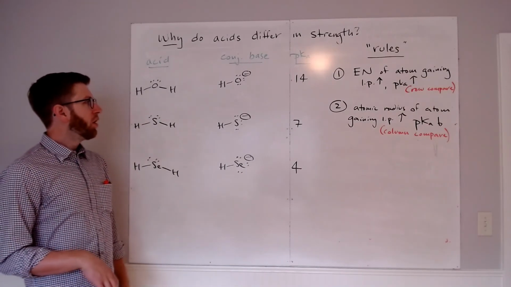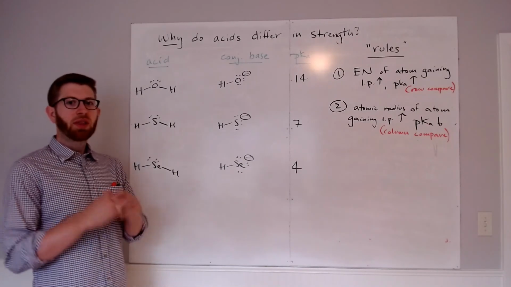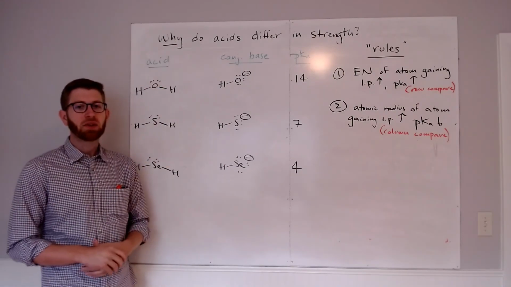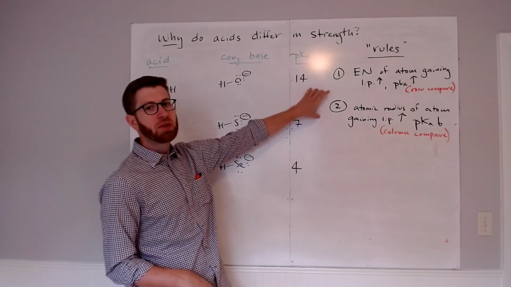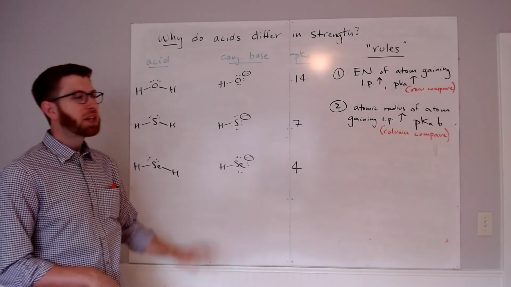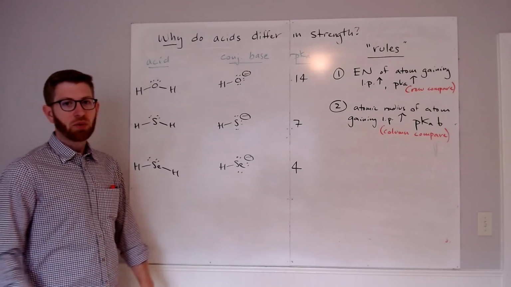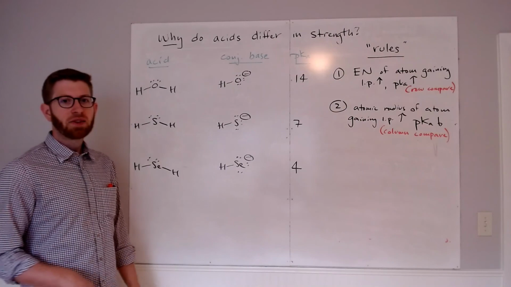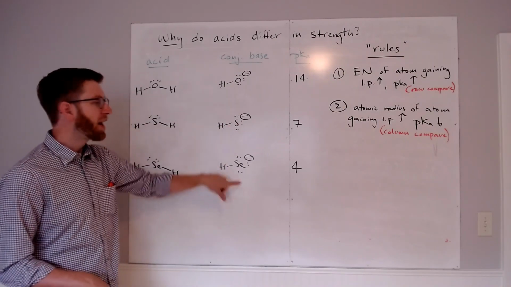Okay, so that concludes this video. We're going to keep talking about this notion of why acids differ in strength, because it turns out there's going to be more observations to add. But I want you to go ahead and get started thinking about these ideas in isolation before we move on to slightly more complex looking structures and different kinds of features that involve more than just a single atom that's gaining a lone pair.